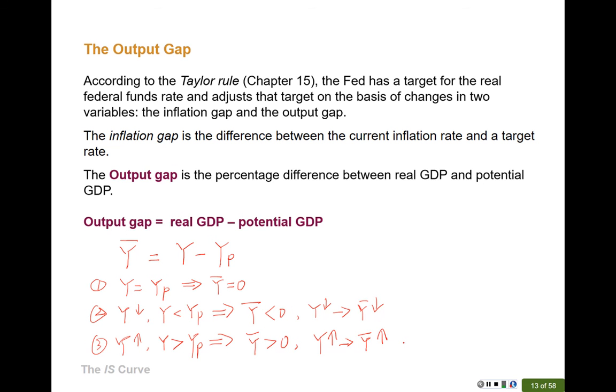So in the following part of this chapter, when we say the real GDP increases, it also means the output gap will increase. Similarly, if the real GDP reduces, the output gap will go down.